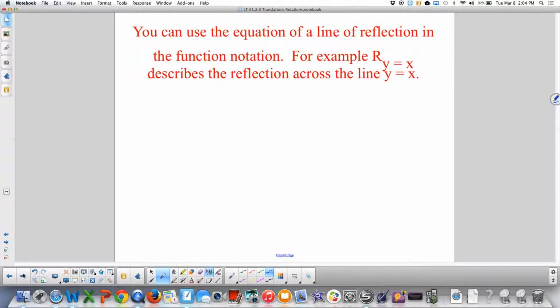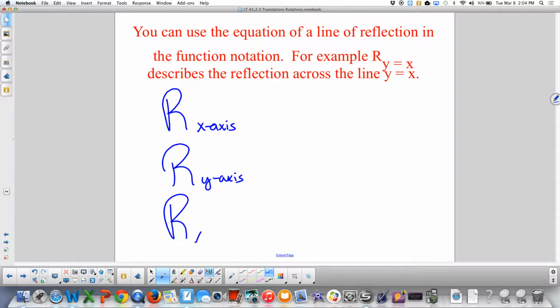You can use the equation of a line of reflection in the function notation. For example, reflection of y equals x describes the reflection across the line y equals x. Reflection of the x-axis means a reflection across the x-axis. Reflection of the y-axis means a reflection across the y-axis. Reflection of x equals -2 means to take the line x equals -2 and reflect across it.